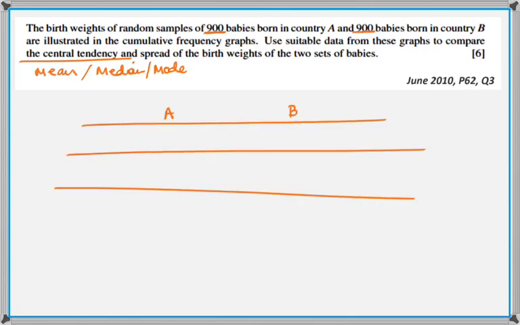I can write down the value of median for both from the graph, and I can calculate the upper quartile and the lower quartile and subtract, and I can find the interquartile range. So basically, the examiner will give you 1 mark for this median, 1 mark for this median, 1 mark for finding Q1, Q3 and subtraction, 1 mark for finding Q1, Q3 and subtraction.